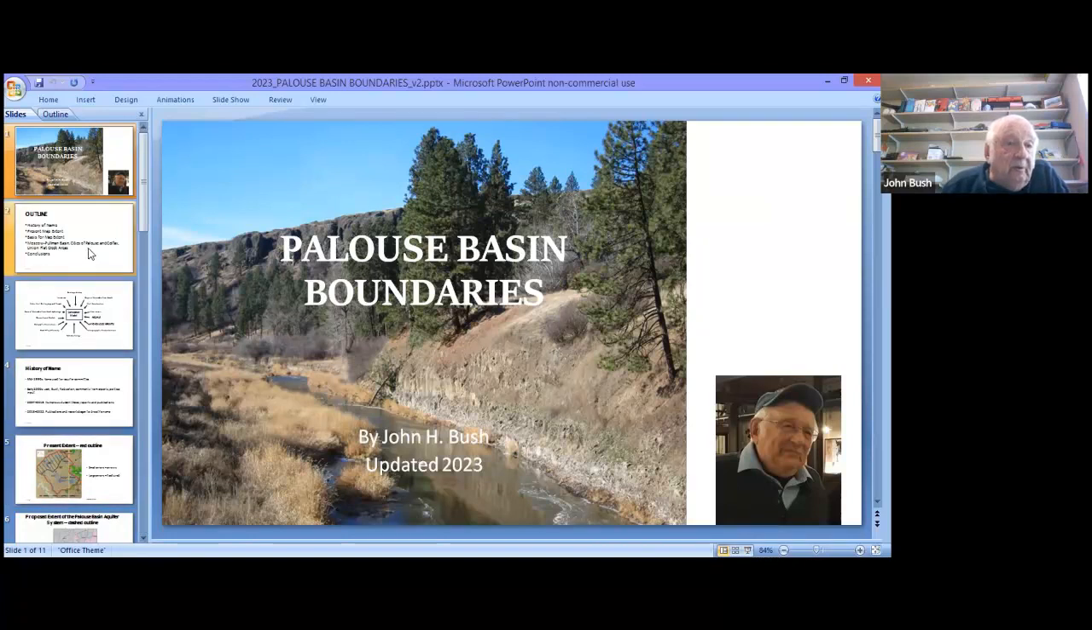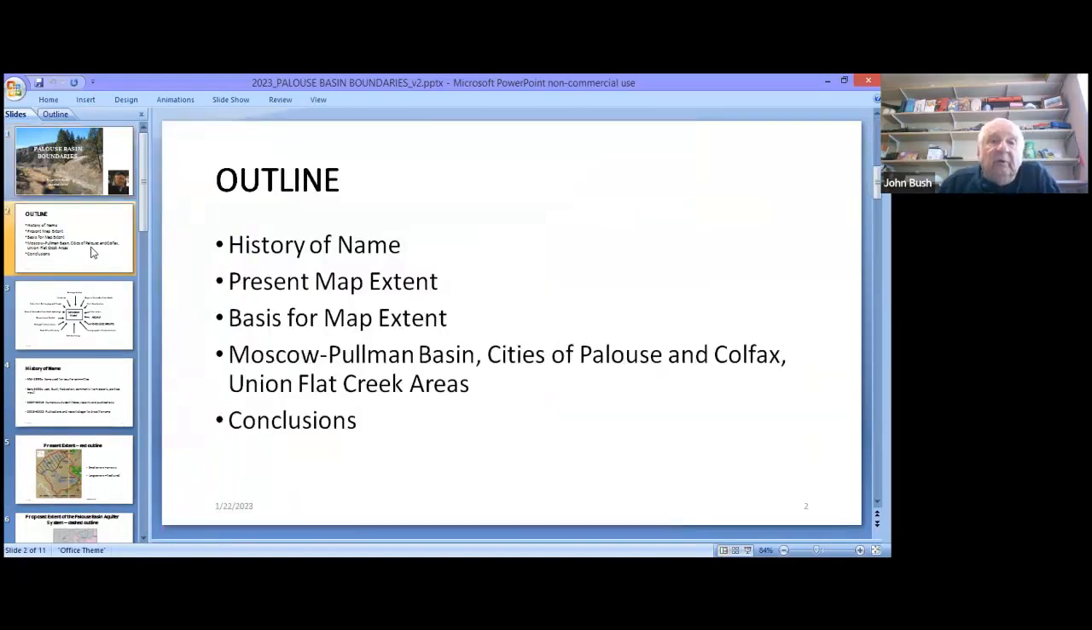So we're going to go a little bit over the history of the name, and we'll primarily talk about the present map extent and the basis for that map extent. I'll talk about 4 different areas of the Palouse Basin, including one that's actually outside the basin, but important to keep in our minds: the Moscow-Pullman Basin, the cities of Palouse, Colfax, and the Union Flat Creek areas, and then make a couple of conclusions.